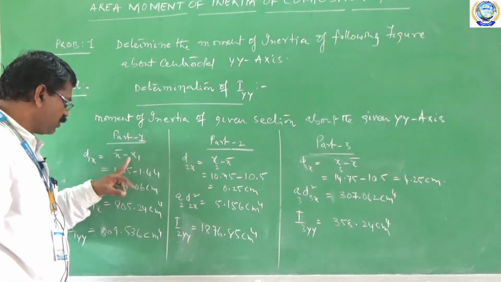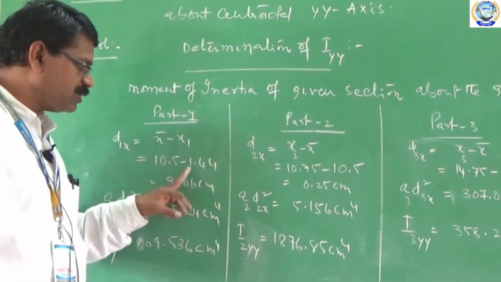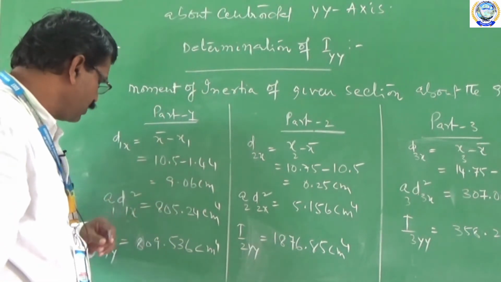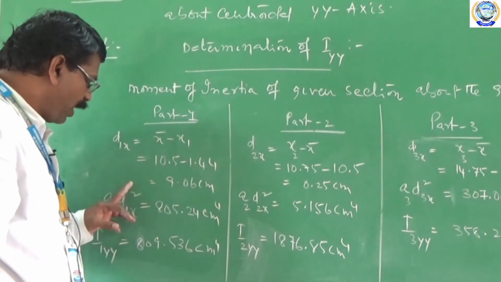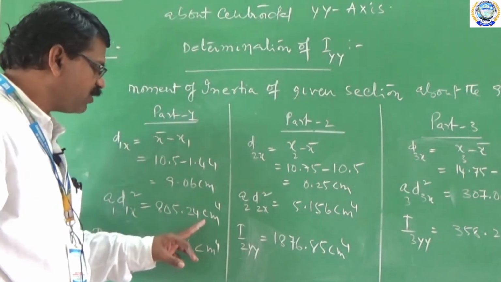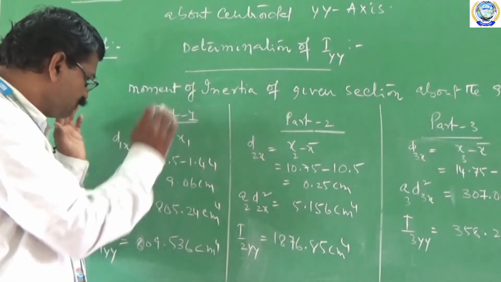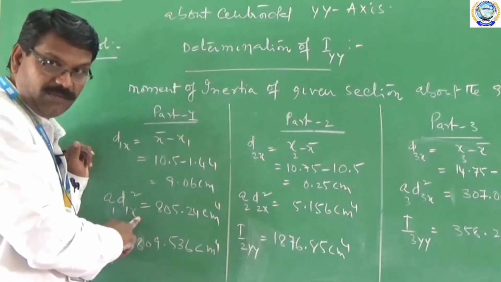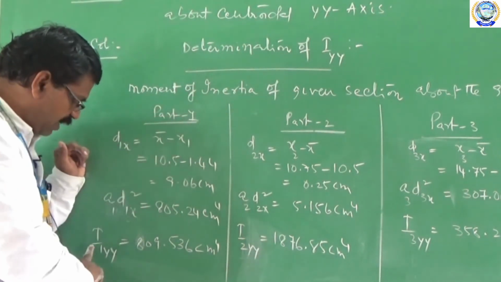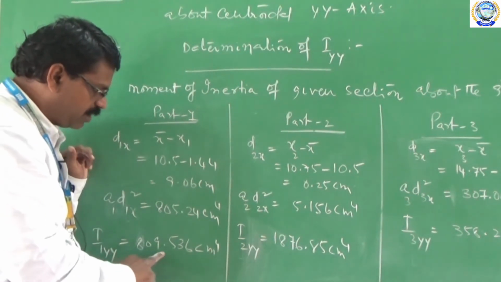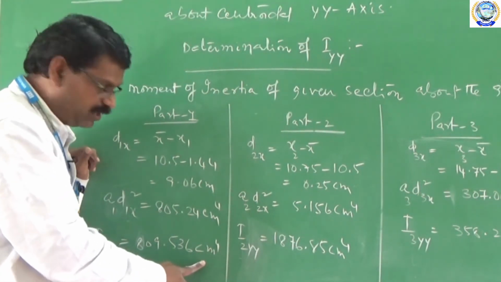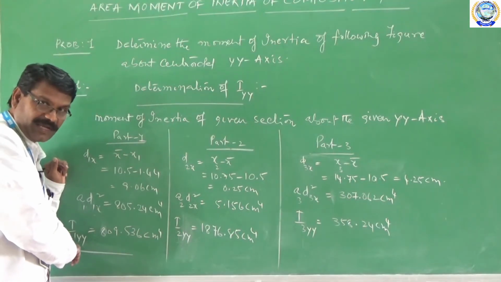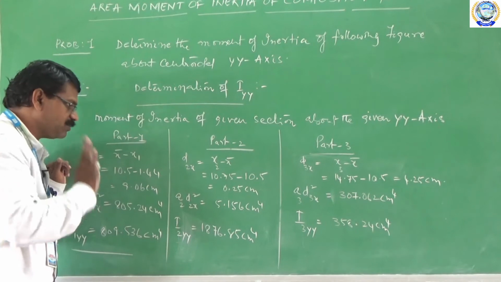d1x is equal to x bar minus x1, that is equal to 10.5 minus 1.44, and after simplifying this, we will get 9.06 centimeters. Similarly, A1 d1x square is equal to 805.24 centimeter to the power of 4. Now, adding A1 d1x square plus Iy1, we will get I1 double y is equal to 809.536 centimeter to the power of 4. This is the ultimate moment of inertia with respect to the centroidal y axis of the first specimen, the semicircle.